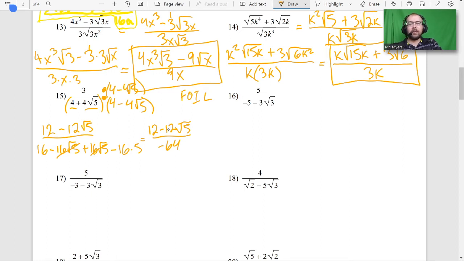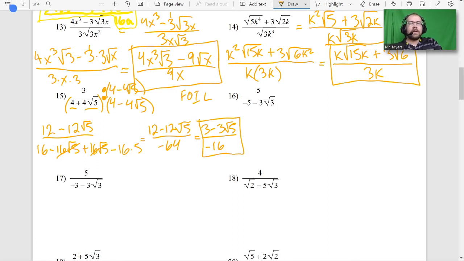But everything divides by 4 still, because I multiplied by 4 minus 4 root 5. I could have done it a little bit faster, but since this was the first time, on this worksheet at least, that we've done conjugates, I figured I would spare you that extra pre-step in order to make it easier later. So we can divide everything by 4. It'd be 3, right? 12 divided by 4 is 3. Minus 3 root 5. 64 divided by 4 is 16. And now we're done.